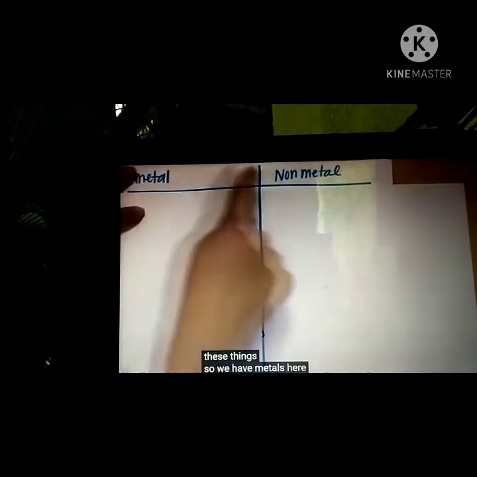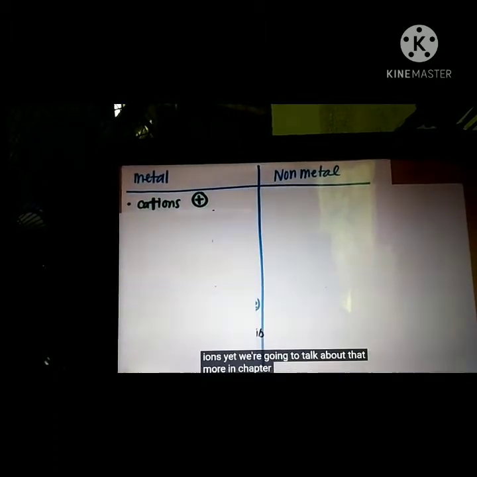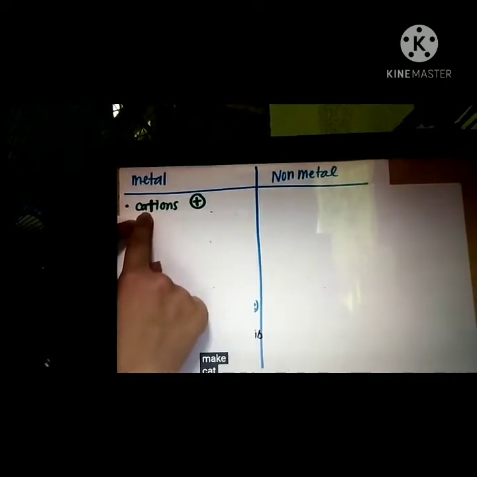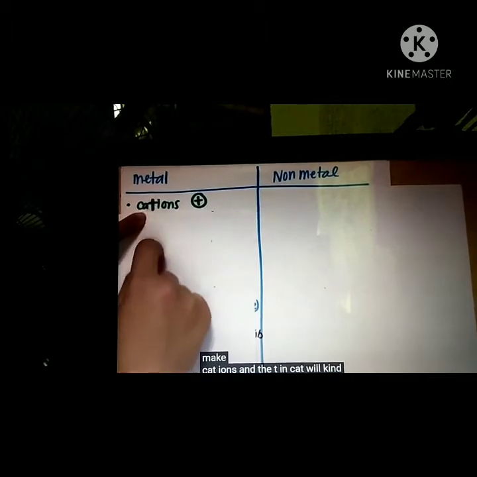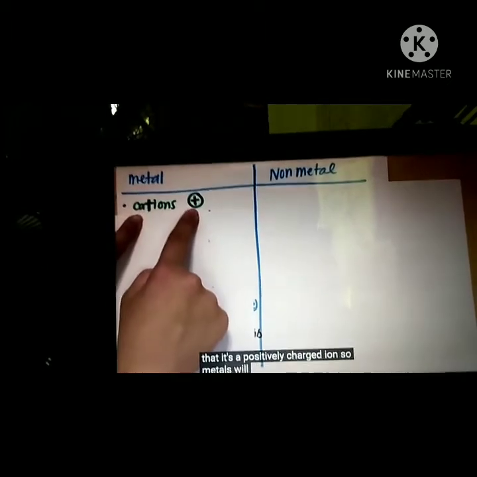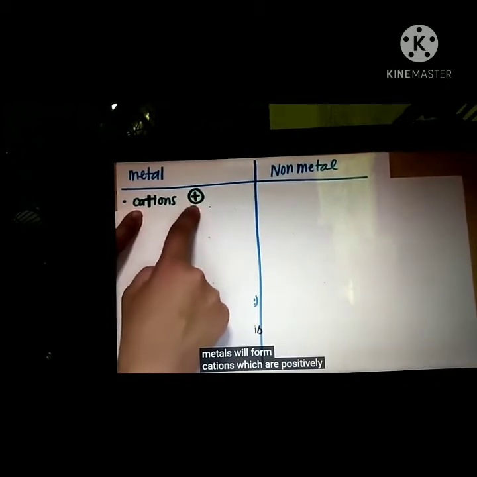So we have metals here and non-metals here, and we're just going to compare them. Here, we'll go one at a time. So properties of metals. All right, first of all, they form cations. I know we haven't talked about ions yet. We're going to talk about that more in chapter 4 with ionic bonding, but they're going to make cations, and the T in cat will kind of help you remember that it's a positively charged ion.